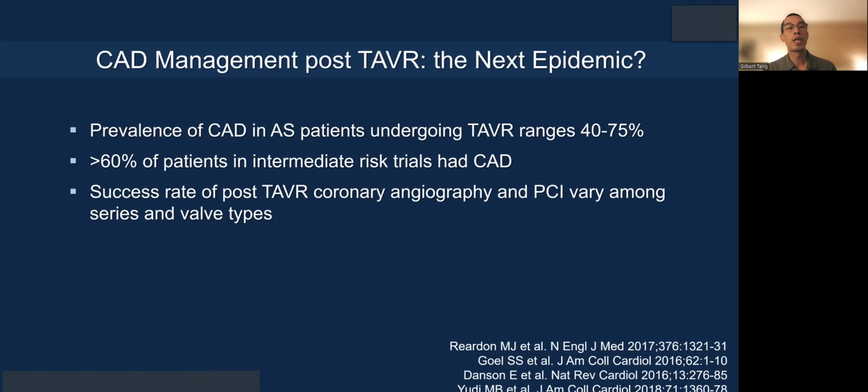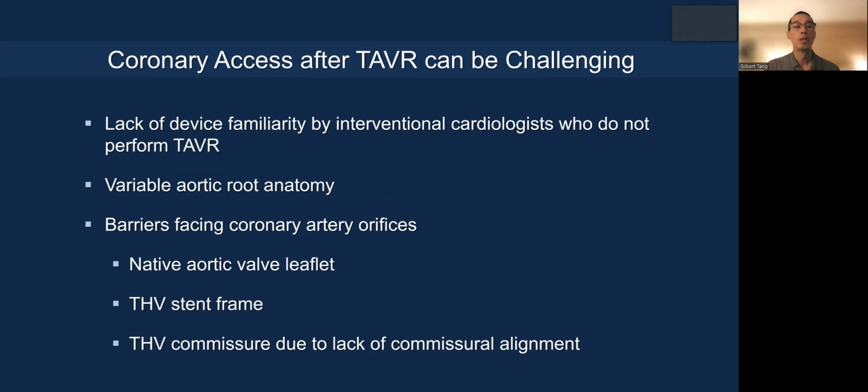But really, one of the most important aspects is coronary artery disease in terms of management post-TAVR, because a lot of these patients, even intermediate and low risk, have some concomitant CAD, and they'll likely need coronary angiography or PCI in the future. Now, the reason why coronary access after TAVR can be challenging is because of, one, most interventional cardiologists do not do TAVR, so they are not familiar with the devices themselves. Second, you have the variable aortic root anatomy. And third, you have multiple barriers facing the coronary arteries, such as the native aortic valve leaflet, the THV stent frame, and of course the THV commissure if you don't have alignment.